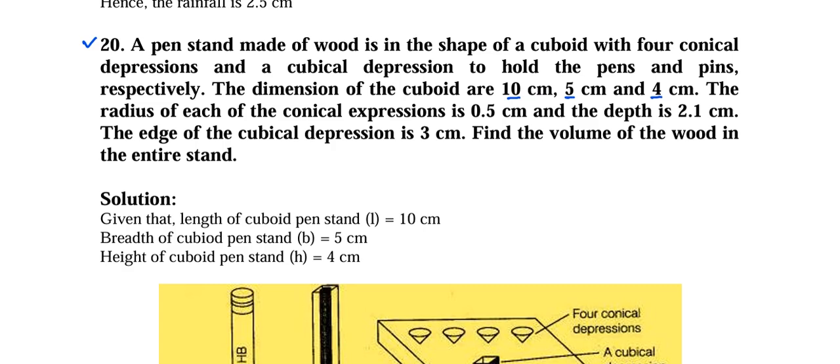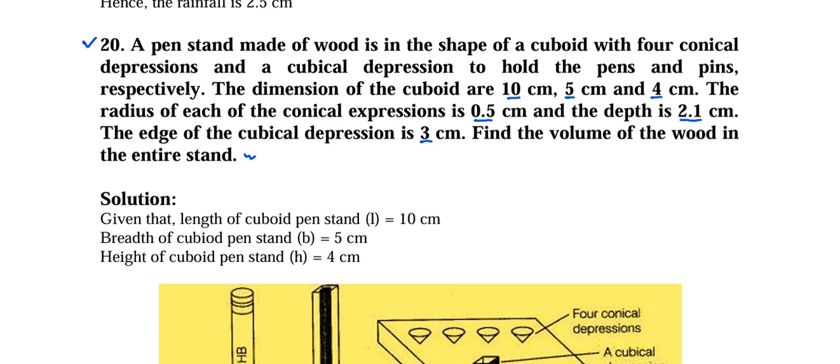The radius of each of the conical depressions is 0.5 centimeter and the depth is 2.1 centimeter. The edge of the cubical depression is 3 centimeter. Find the volume of the wood in the entire stand. So this is the question. This question is from surface areas and volume, class 10, subject mathematics.